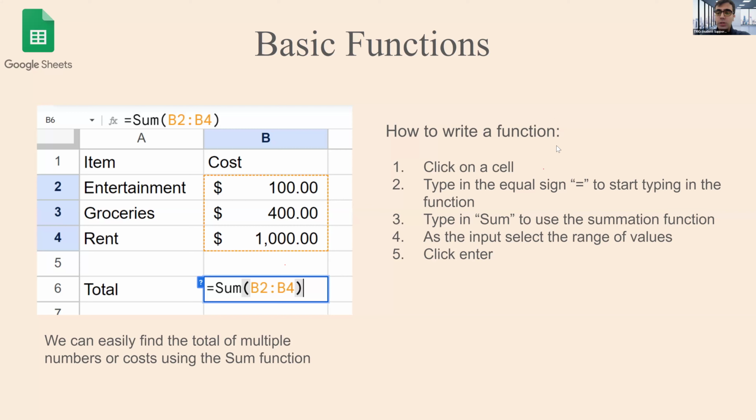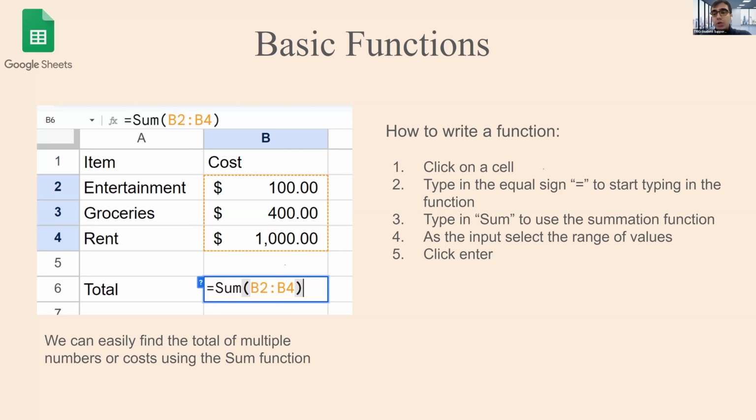So for making a function, we would click on a cell to write in it. We type in the equal sign. That's how functions in Excel and Google Sheets start. So we type in the equal sign and we type in SUM, which is the function, with parentheses open. And inside we will choose a range.